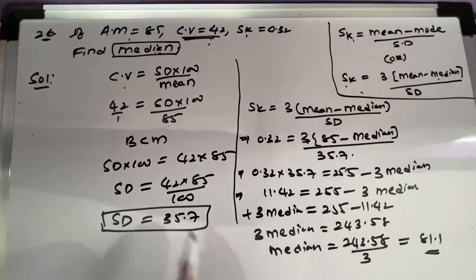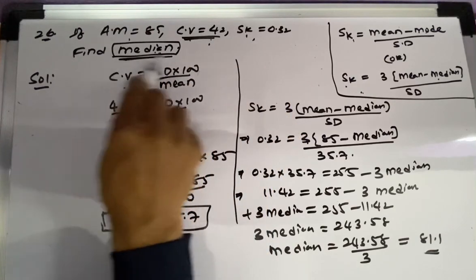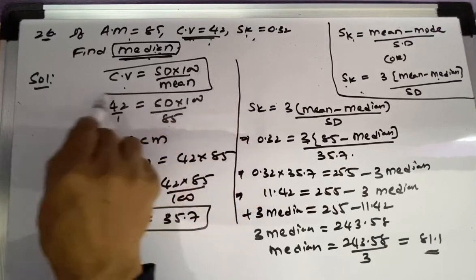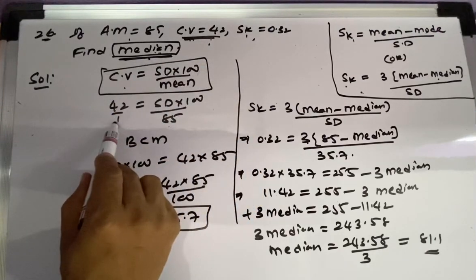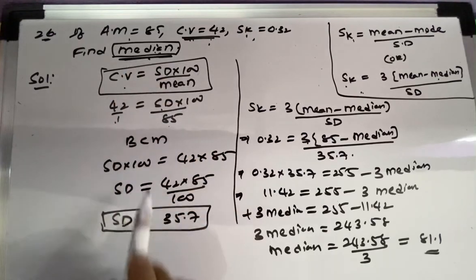So the thing you need to remember, when arithmetic mean, coefficient of variance, and skewness are given and we have to find median, first we will not find median. We will take the coefficient of variance formula. Then we will substitute the coefficient of variance value on the left side, standard deviation as it is, 100, mean value. After simplifying, you will get standard deviation.